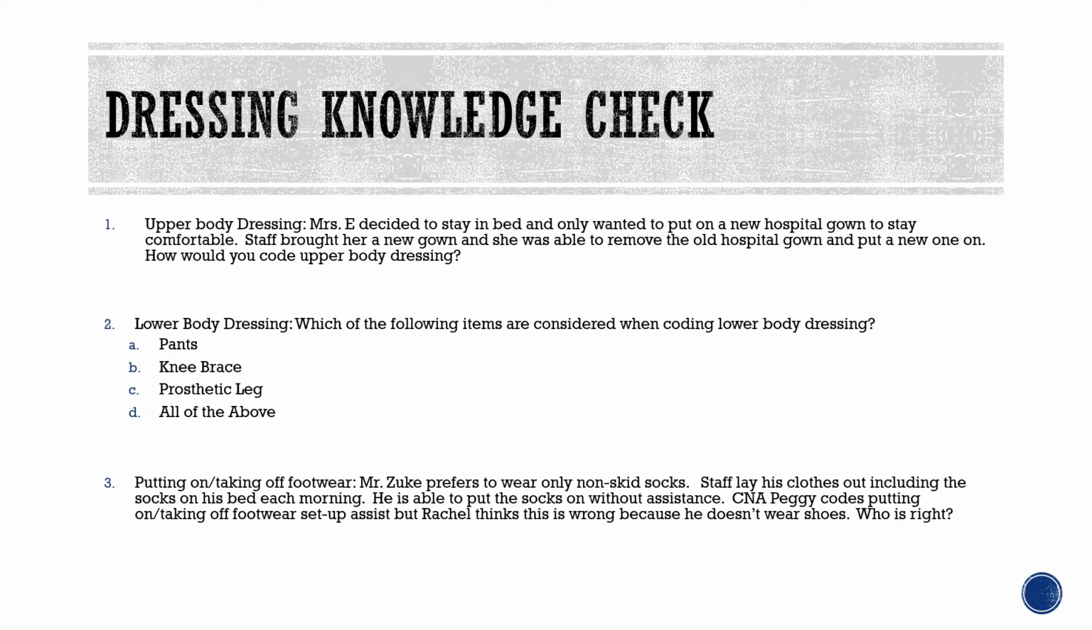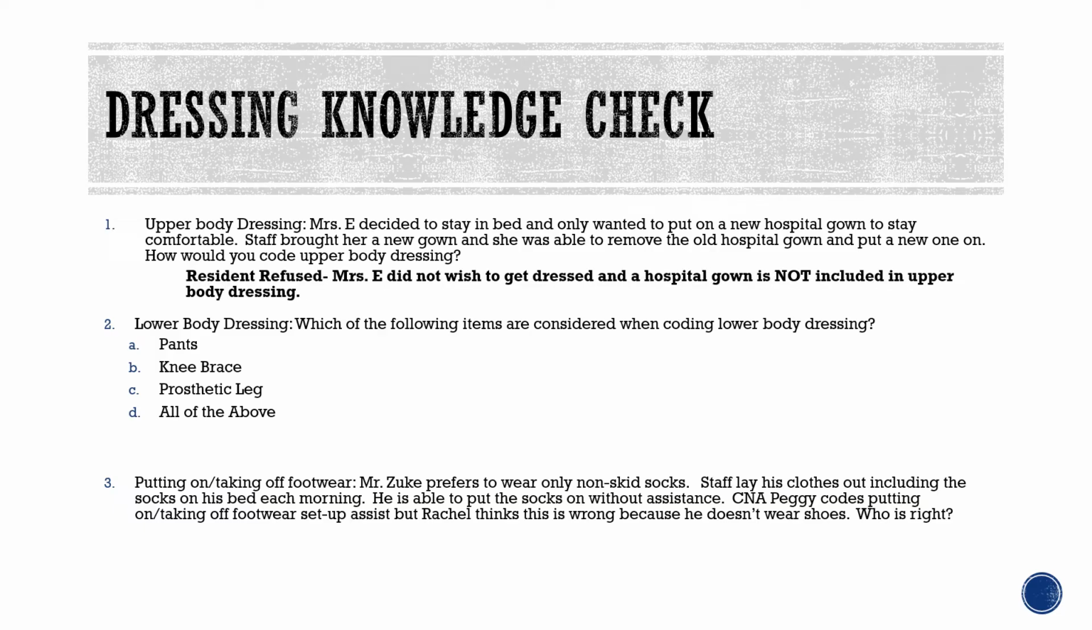Upper body dressing. Mrs. E decided to stay in bed and only wanted to put on a new hospital gown to stay comfortable. Staff brought her a new gown and she was able to remove the old gown and put a new one on. How would you code upper body dressing? Upper body dressing would be coded as resident refused. She didn't wish to get dressed, and a hospital gown is not included in upper body dressing.